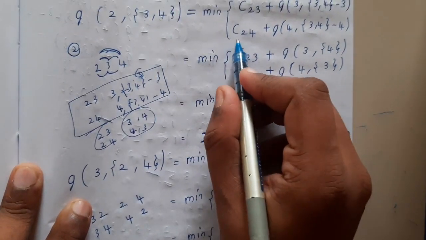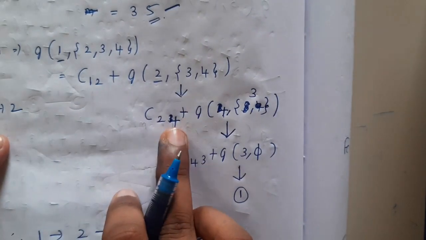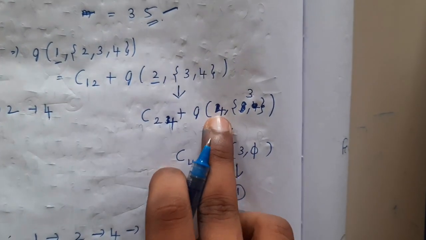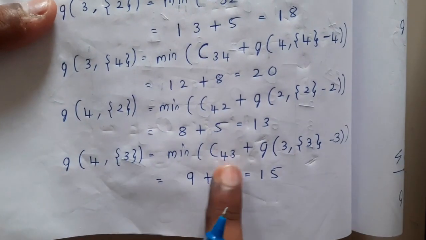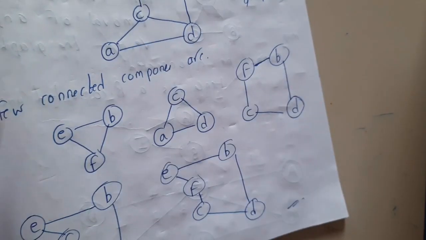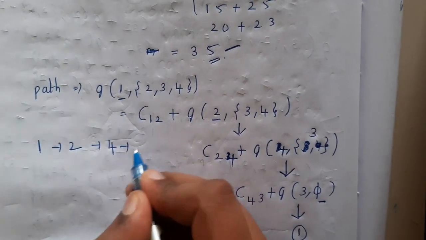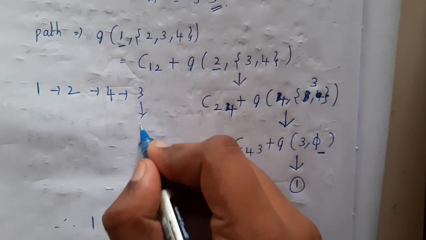So this is nothing but C24 G4. That's what I have written here, C24 G4, which will result in 4. After that again this G of 4, 3. G of 4, 3 is nothing but this. So you'll be writing for that also, and finally you will be reaching 5. From here you will be reaching 1, and at the end you'll be returning back to 1.